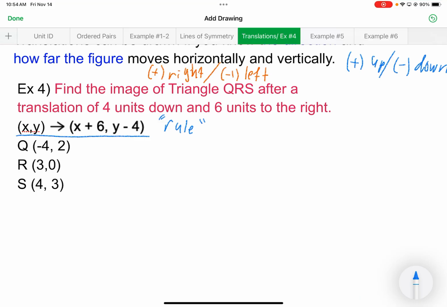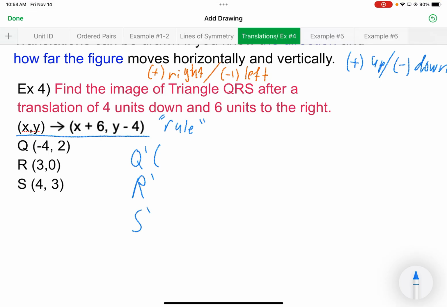So then I want to do that to each one of the coordinates that is listed right there. So Q, R, and S. All right. So I want to come up with Q prime, R prime, and S prime. Now, I'm going to show a bunch of work the first time I do this, and then I'm never going to show this much work again.